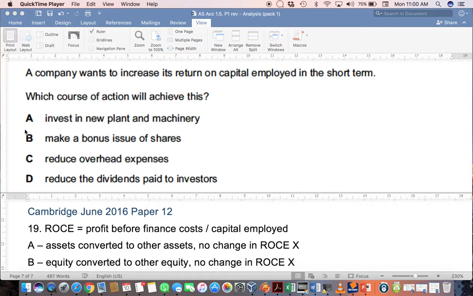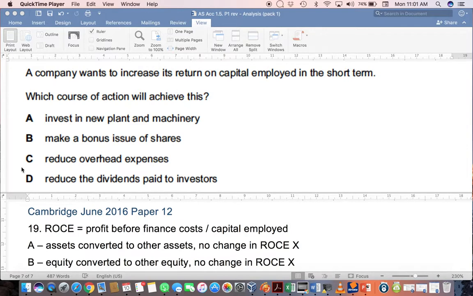If we look at A, investing in new plant and machinery, all that is happening there is that the assets are being converted into other assets, and therefore there's no change in the return on capital employed, because you're just taking money out of the bank to buy tangible assets. For B, a bonus issue of shares means that money is taken out of retained earnings and converted into share capital. So all you're doing is converting one form of equity into another, and again, there's no change in the return on capital employed.